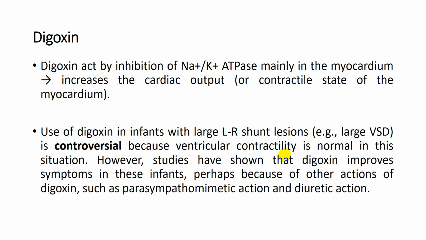So it is not wise to use it unless some improvement can occur due to parasympathomimetic effects of the digoxin. So usually we do not recommend the use of digoxin in treatment of heart failure in VSD or PDA. Yes, it can be used and cause significant improvement in a patient with dilated cardiomyopathy because the contractility is decreased.